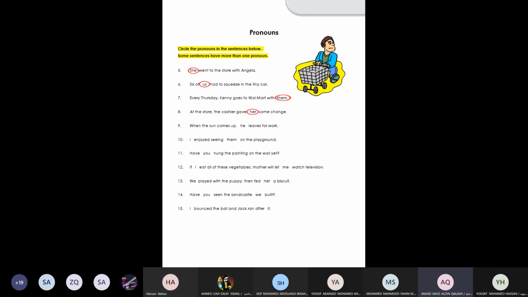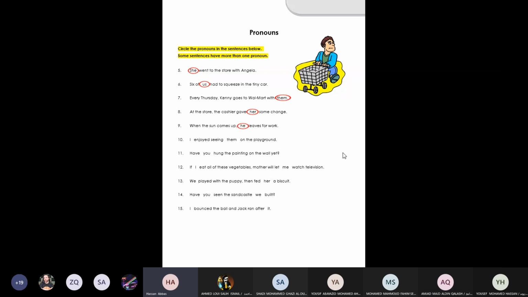When the sun comes up, he leaves for work. He. Okay, excellent. He. Subject pronoun or object pronoun? A subject. Excellent. He is a subject pronoun. Singular subject pronoun, guys.